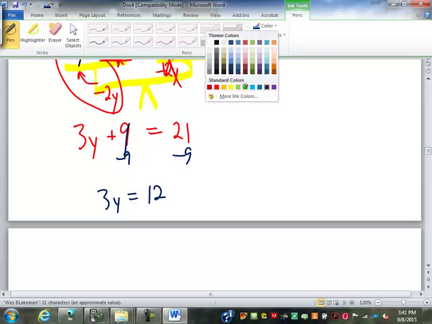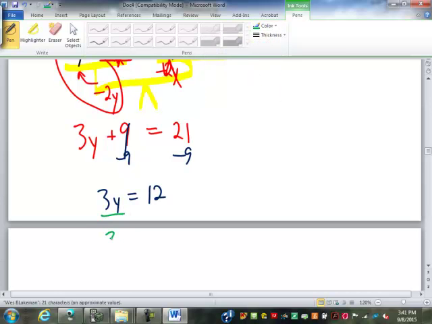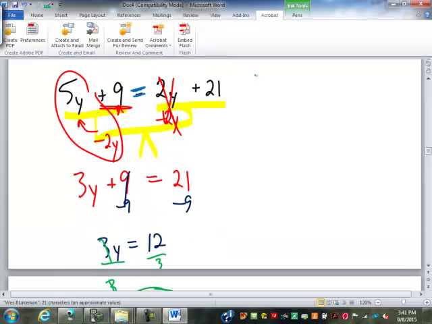And then divide by 3. Y equals 4. And again, we could go back and double check that. Let's do that just once here.